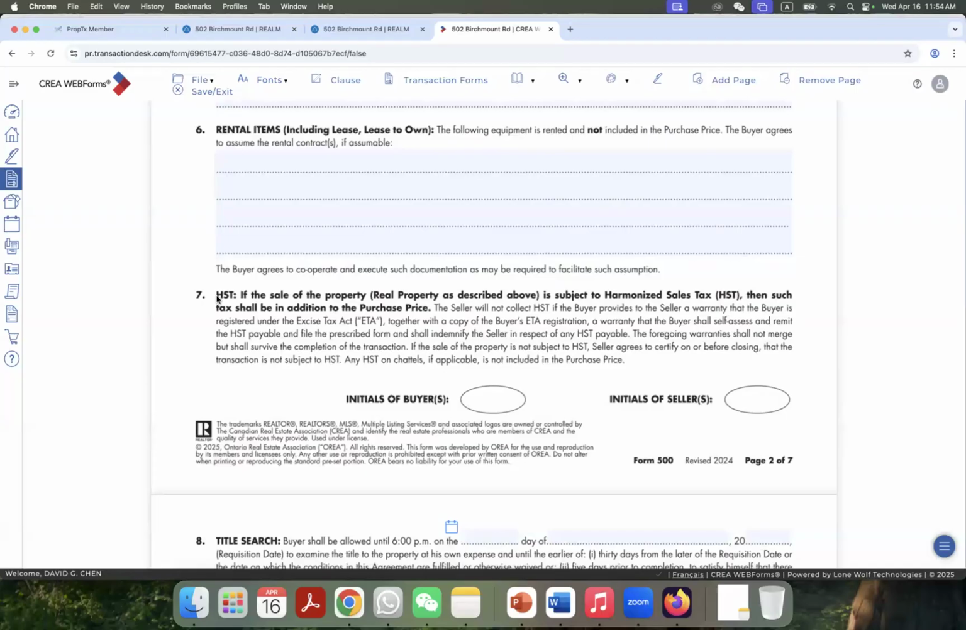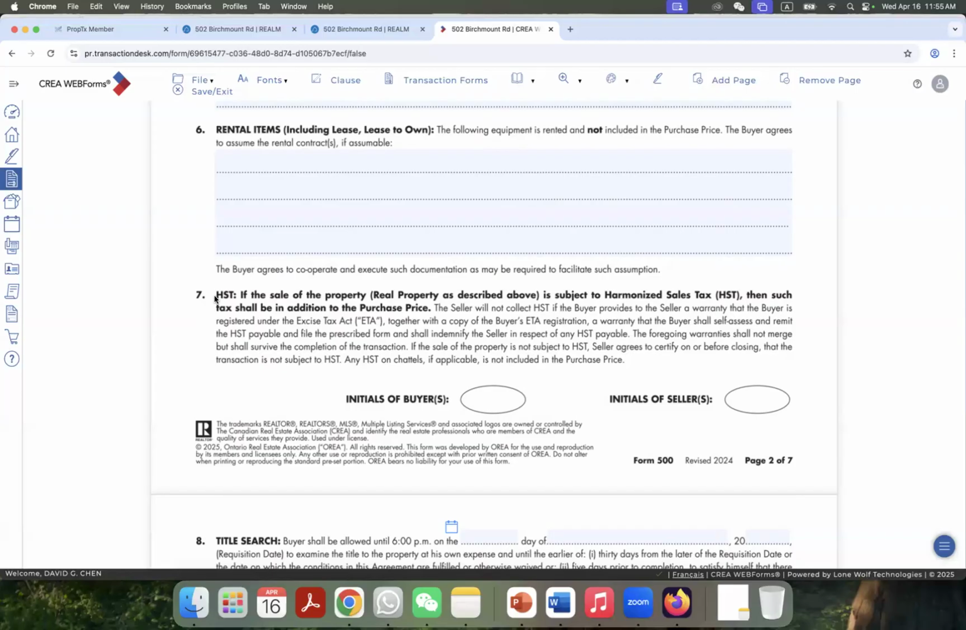The only thing is if you use this clause, number 7, that means the seller has an HST account with CRA. The buyer needs to register the HST with CRA as well. So in this way, you call it a joint election. Joint election means that on closing day, the seller will not collect HST from the buyer. The buyer does not need to pay HST on closing.